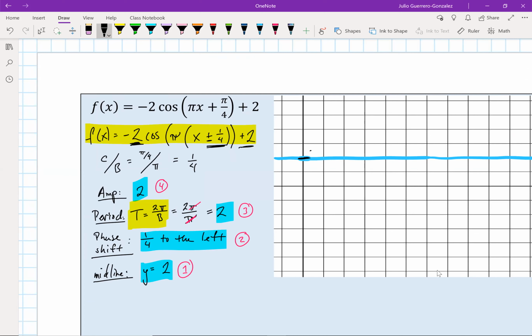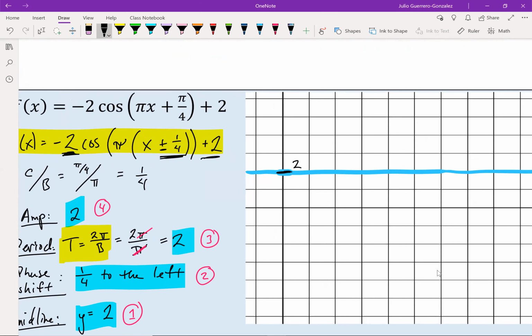So that right there is 2. Okay. And we have a phase shift of 1/4 to the left. So that means I'm going to say this. That value right there is negative 1/4. So our point, our graph, whatever it is, starts there.